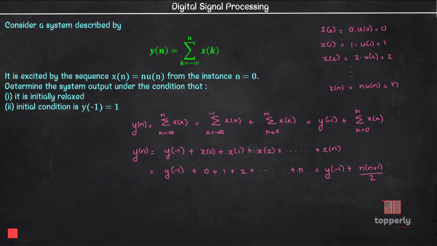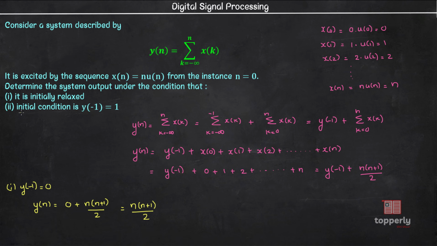Okay. Now coming to subquestion 1, we need to determine the system output when it is initially relaxed. That is when y of minus 1 is equal to 0. Therefore, the output under this condition is y of n equal to 0 plus n into n plus 1 by 2, which is equal to n into n plus 1 by 2.